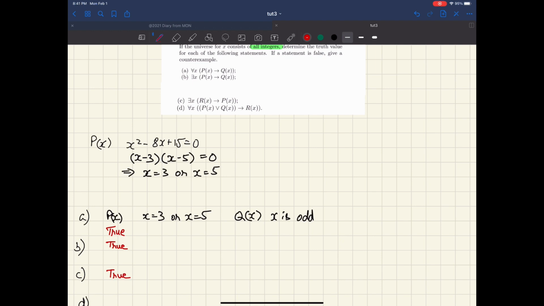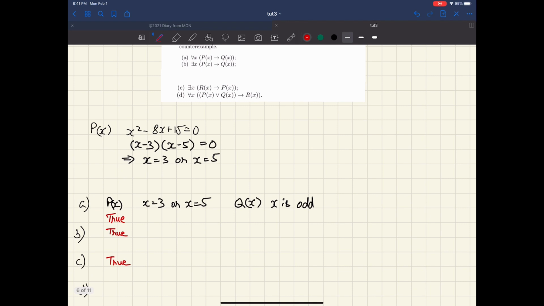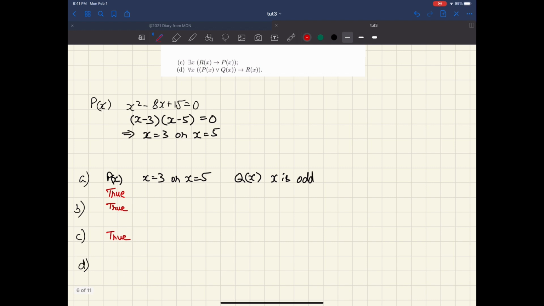For part D, it says for all x, Px or Qx, then Rx. So the number has to be either satisfying P of x, the equation, or it has to be odd, then it is greater than 0. This is false because if we have a negative odd number, it satisfies the if condition, but it does not satisfy the then part.